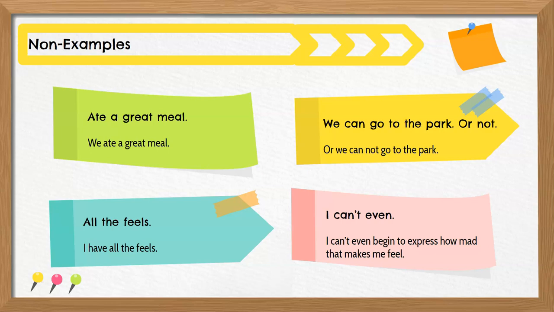I can't even has the subject I and a predicate can't, but it's not a complete thought. To make this a sentence, we need to finish the thought. I can't even begin to express how mad that makes me feel.